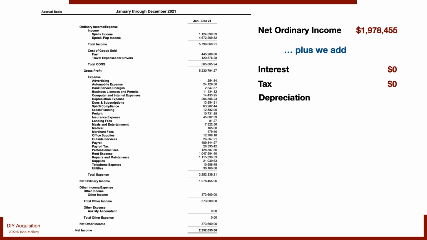Next, we take a look at depreciation, same exercise. But this time we stop because we do see a depreciation expense. It's $208,886. And so then we add that back. We add it to net ordinary income to come up with EBITDA.